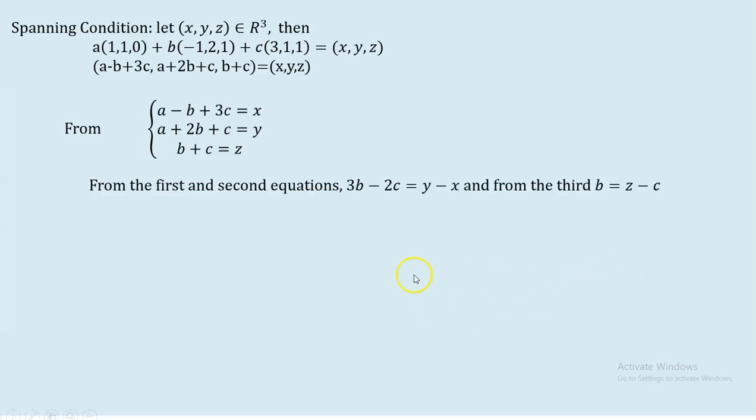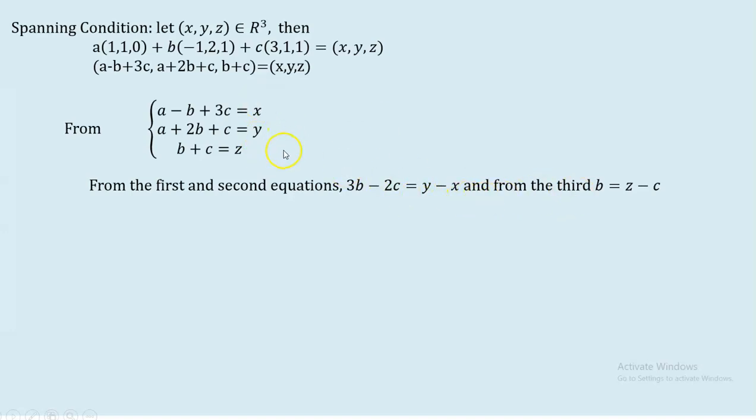So look, from this, 3b minus 2c equals y minus x can be obtained. How is this obtained? Just subtract the first two upward. a minus a is 0, 2b minus minus b is 3b, c minus 3c is minus 2c, then y minus x can come, you see.